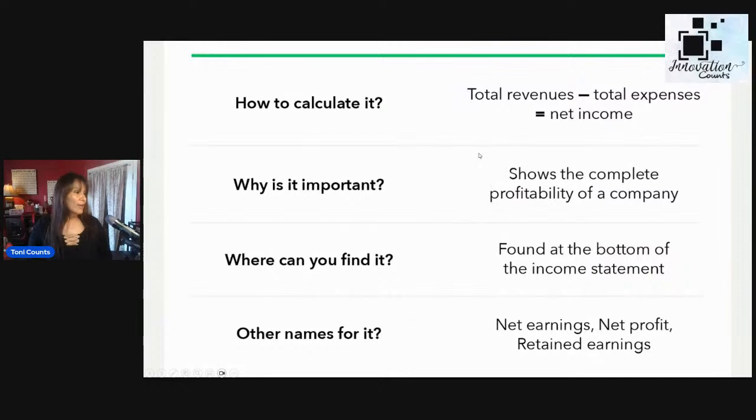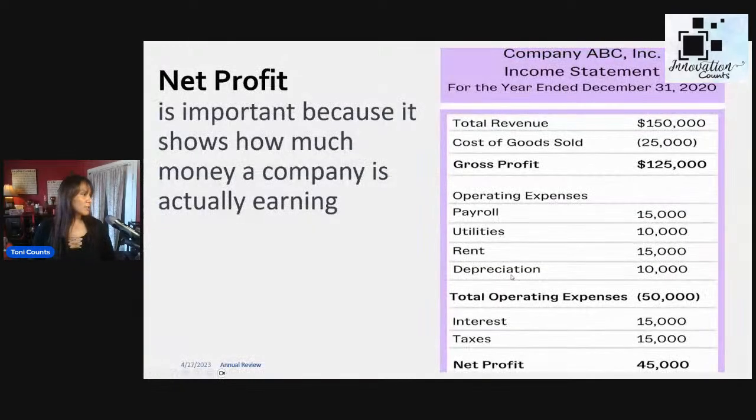All right, so this is how we calculate it. We take the total revenues minus the total expenses to equal the net income. Why is it important? Because it's going to show the complete profitability of your business. Where can you find it? It's going to be found at the bottom of your profit and loss statement. Remember, I said every profit and loss statement has the same 5 components. Whether or not your profit and loss statement looks similar to your business partners' statements for their other businesses, they're all going to look different, but they're all going to have those same 5 components. Other names for it again: net earnings, net profit, retained earnings.